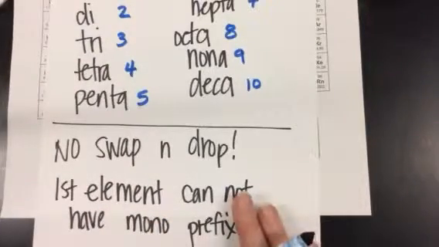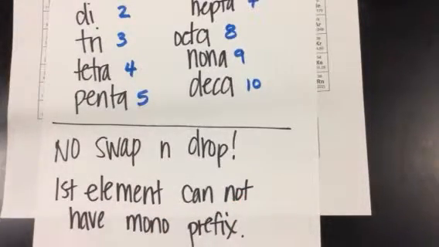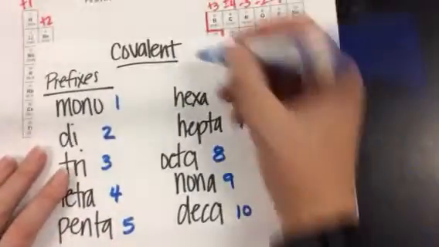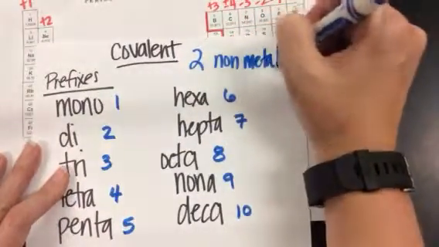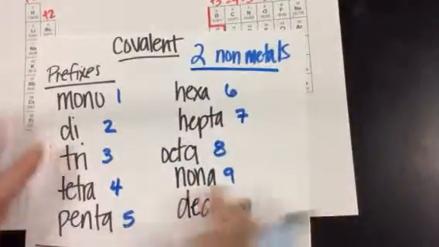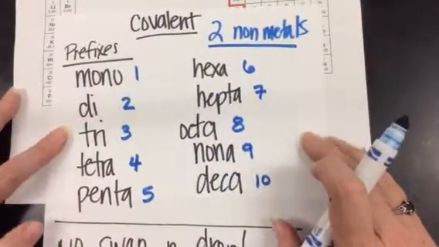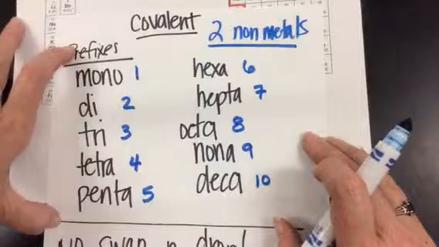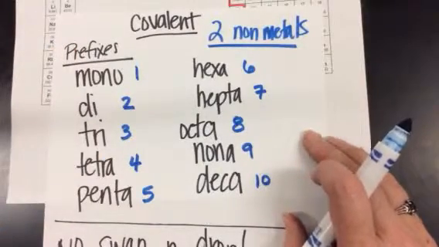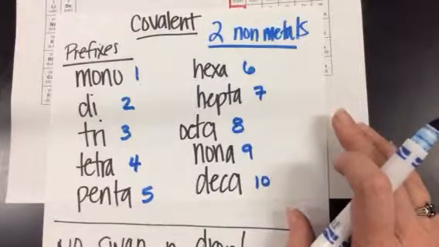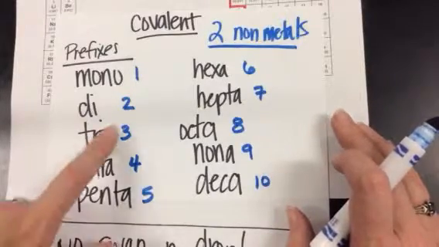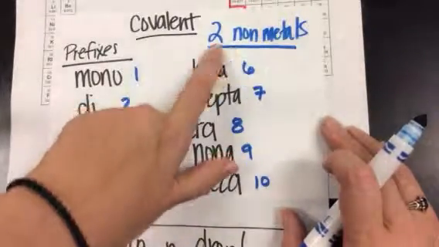Now the biggest thing to remember with your covalent compounds is that this only happens when you have 2 nonmetals. That's the only time you get prefixes. A lot of times after we learn how to name covalent compounds, when people go back to ionic, they want to put prefixes on them all. Don't do that. That's a pretty common mistake. You only use these prefixes if we have 2 nonmetals.